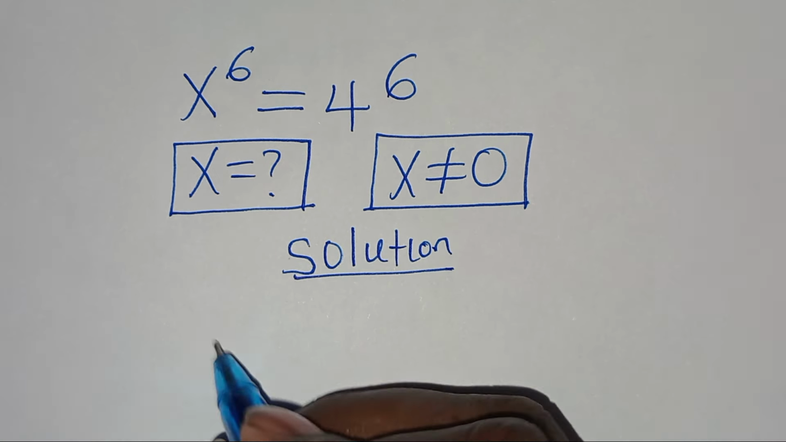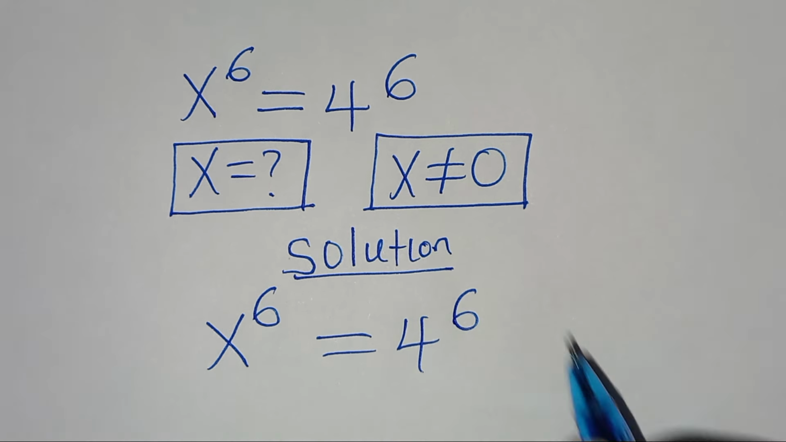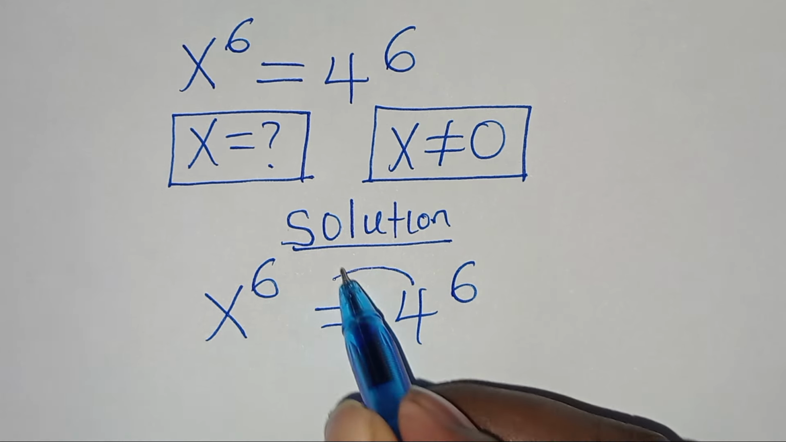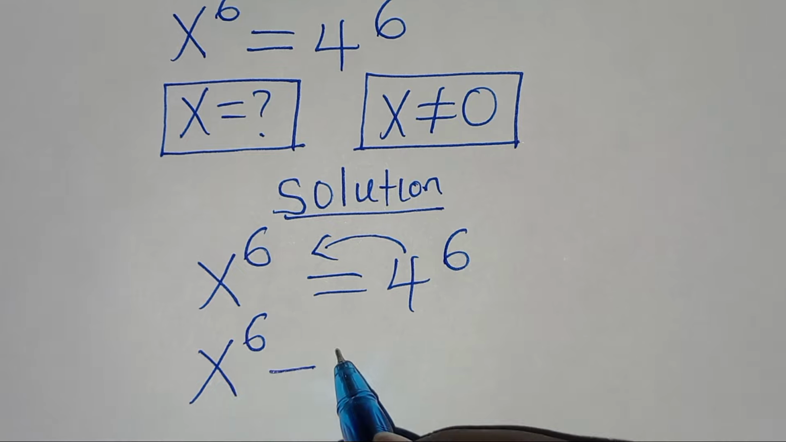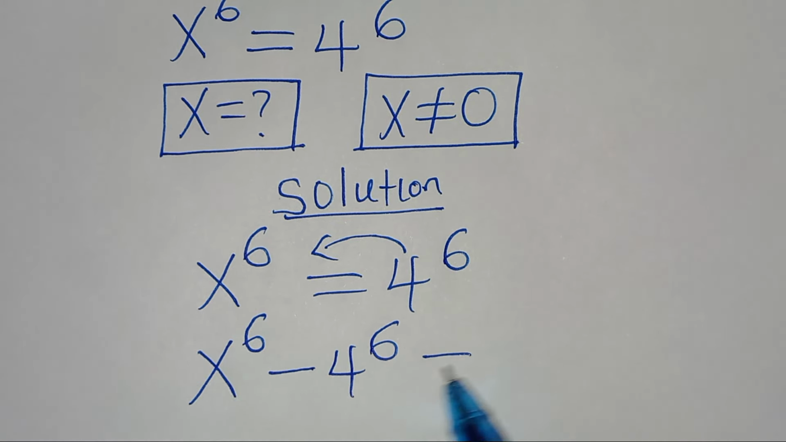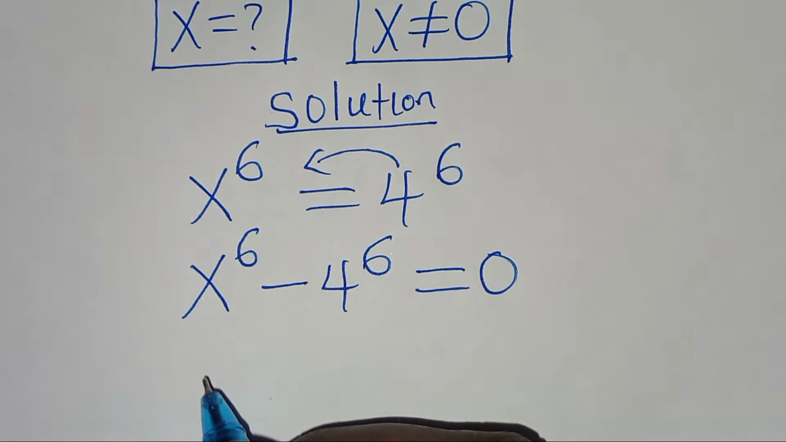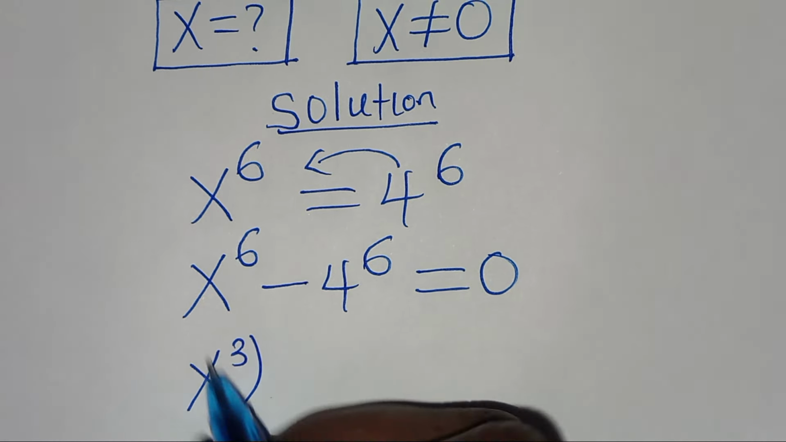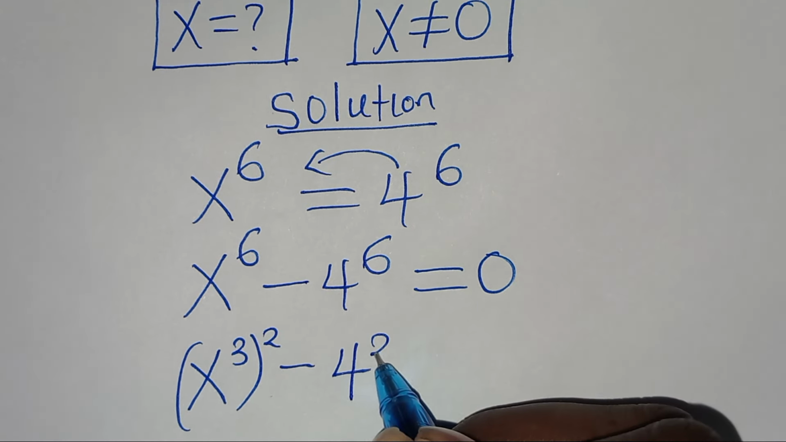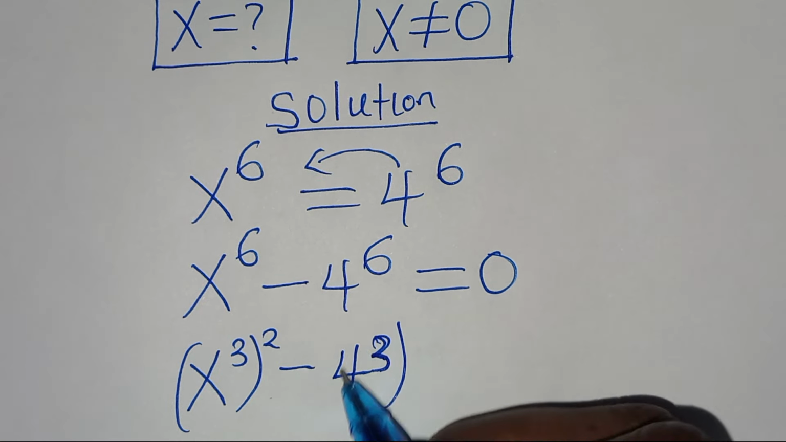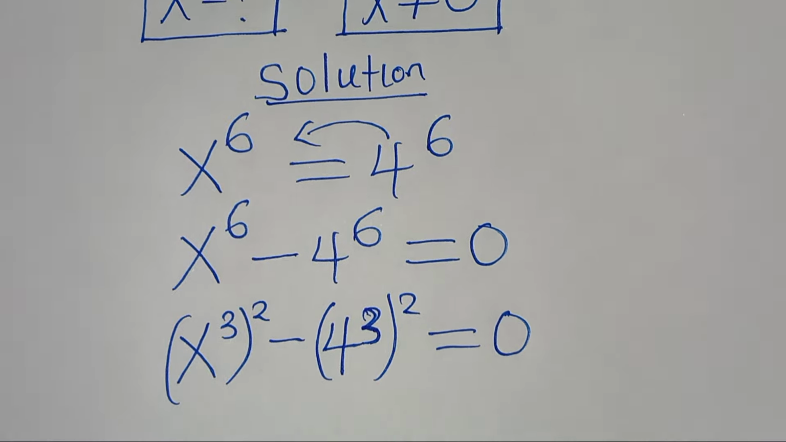Now, we have x to the power of 6 equal to 4 to the power of 6. The first step is to take 4 to the power of 6 to the left hand side, so that we have x to the power of 6 minus 4 to the power of 6 equal to 0. We can express x to the power of 6 as x to the power of 3 raised to the power of 2, minus 4 to the power of 6, which you can express as 4 to the power of 3 raised to the power 2. This is equal to 0.